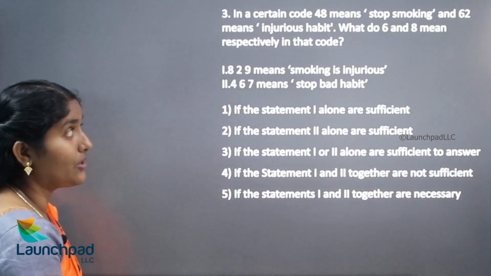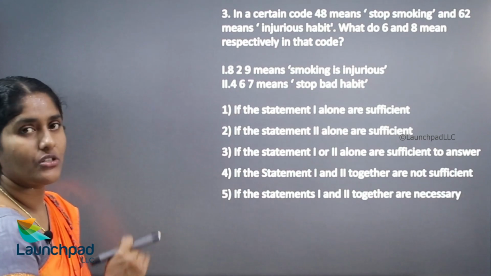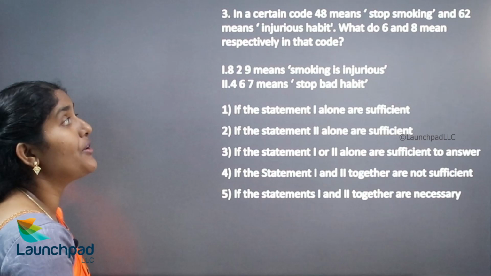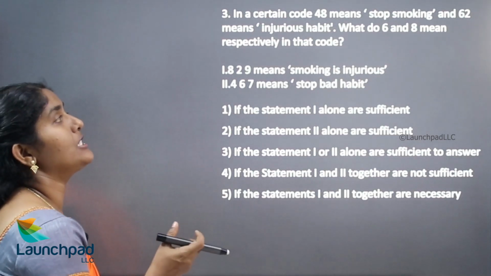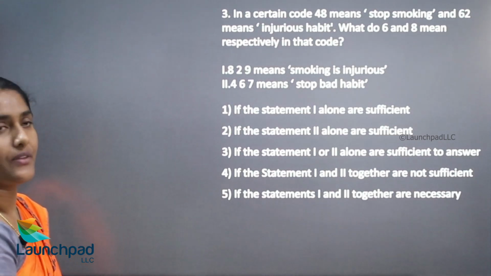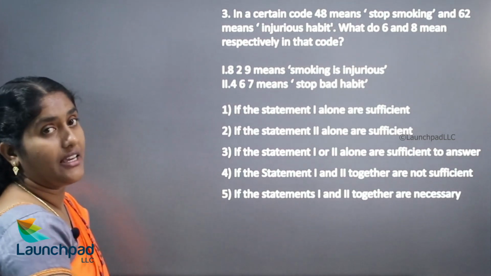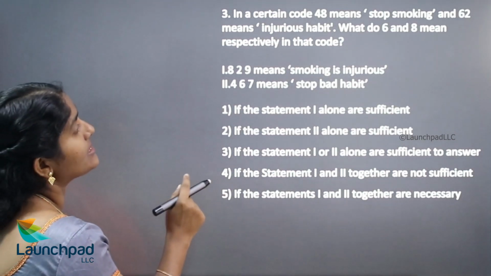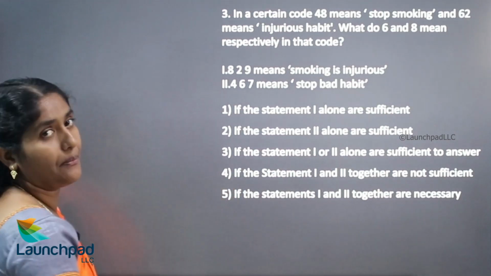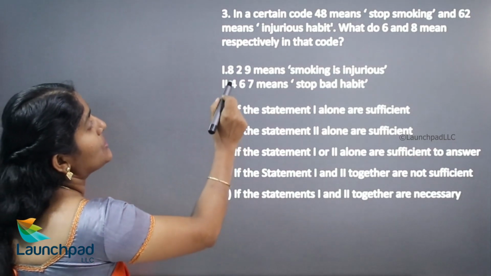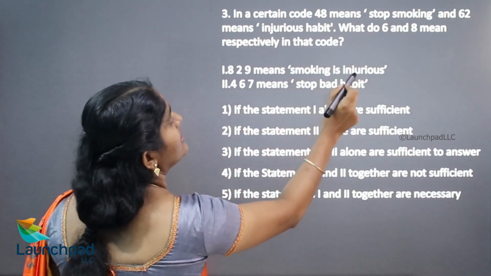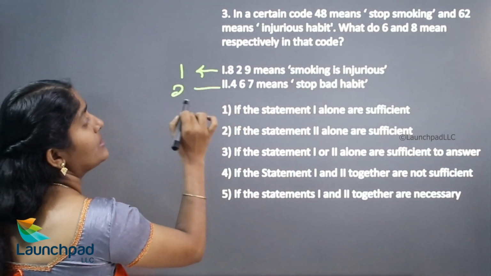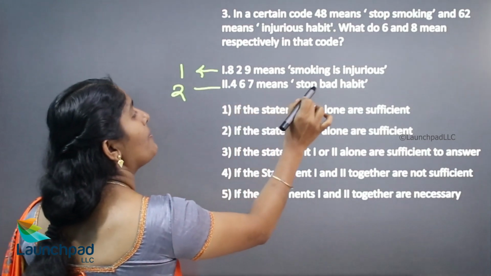In a certain code, 48 means "stop smoking" and 62 means "injurious habit". What do 6 and 8 mean respectively in that code? Here 48 means stop smoking, and after that 62 is injurious habit. So 8 to 9 means smoking is injurious. That is statement 1. Statement 2 is 4, 6, 7 means stop bad habit.